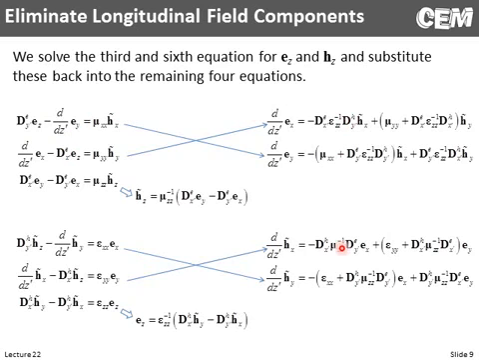Now we end up with 4 equations without EZ or HZ, and we've also brought the analytical derivatives to the left-hand side and everything else to the right-hand side. So we have 4 equations now, 4 matrix equations with an analytical Z derivative.